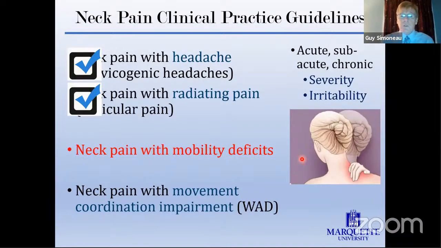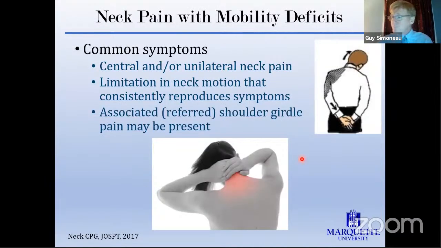So the next group to talk about is neck pain with mobility deficits. And this group, pretty straightforward from the naming here, we would expect them to have pain in the central part of the neck or unilateral neck pain. And we expect them to have a limitation in neck motion. And the key here is that limited neck motion consistently reproduces their symptoms. And again, the symptoms can be localized to the neck, but remember that all the structures from C3 down, ligaments, muscular structures, and disc structures all refer pain to the posterior shoulder region. So we may also see some of those individuals having pain in that posterior shoulder region due to that referral of pain perception.